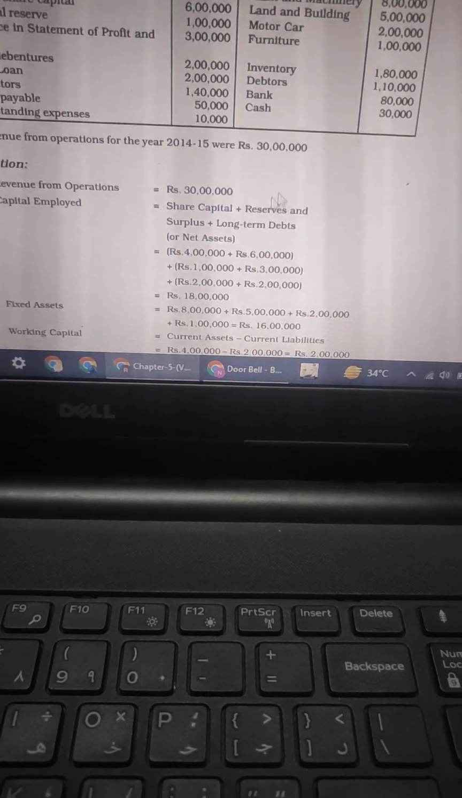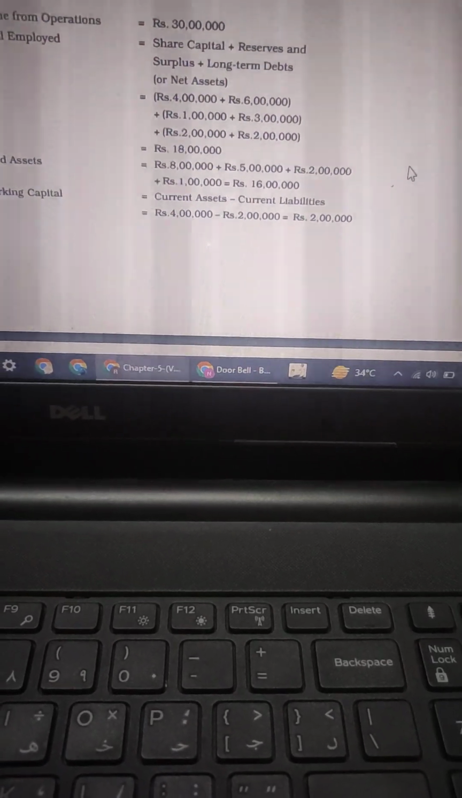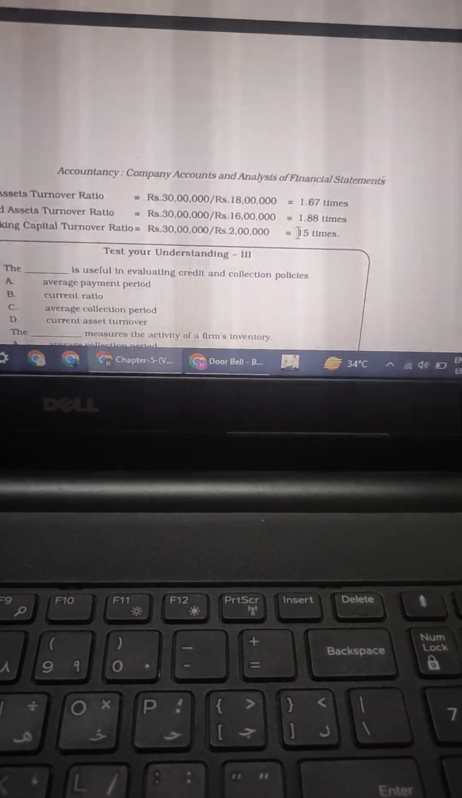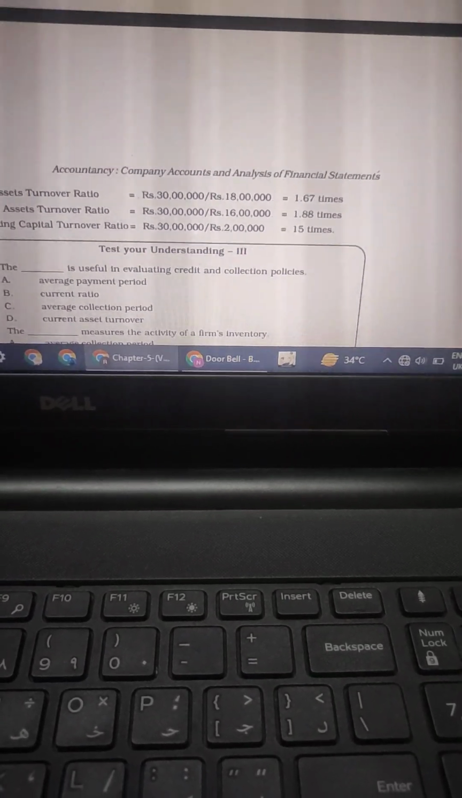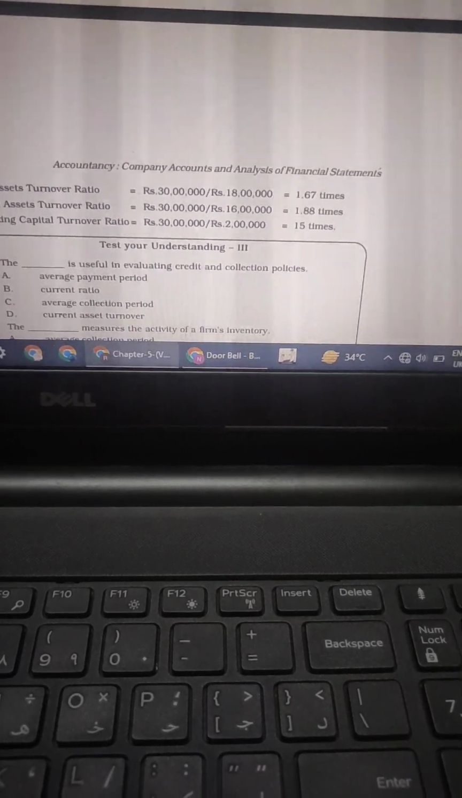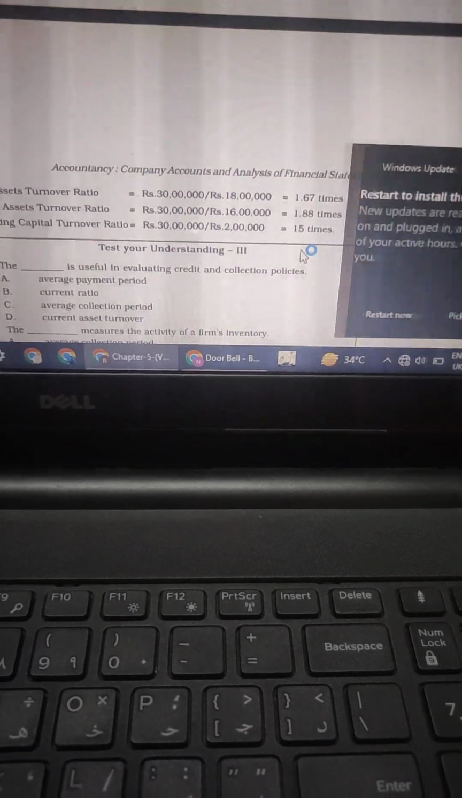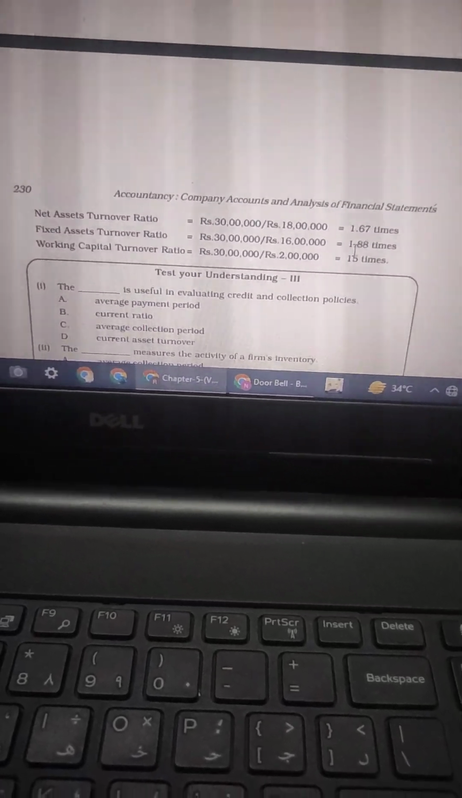So that will be 30 lakhs divided by fixed assets, that is 16 lakhs. Then the amount will be 1.88 times. Working capital turnover ratio is net revenue from operations divided by working capital. So that will be 30 lakhs divided by 2 lakhs. Then we can get the amount as 50 times.